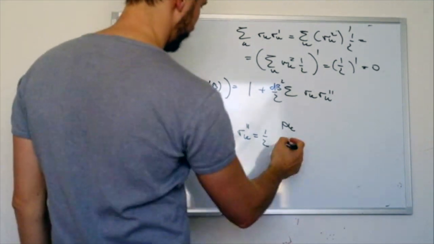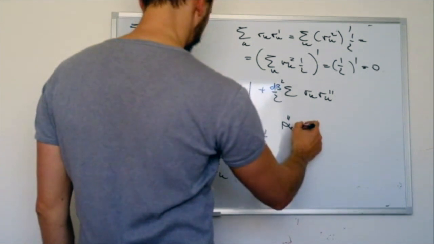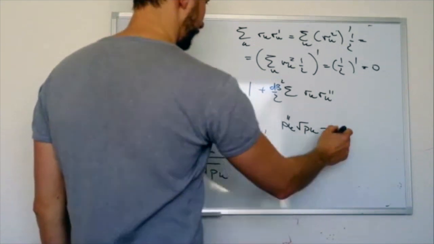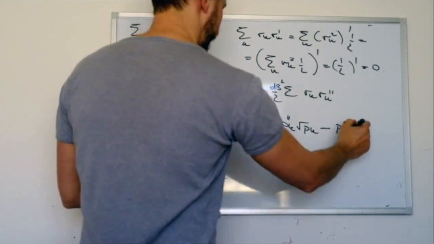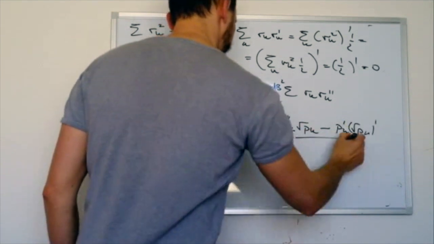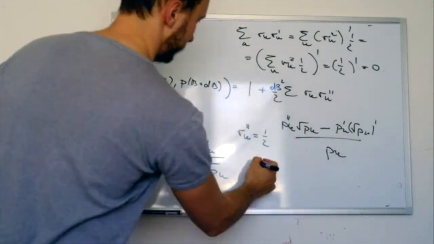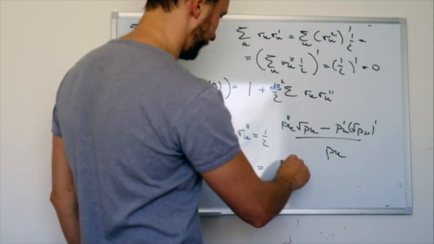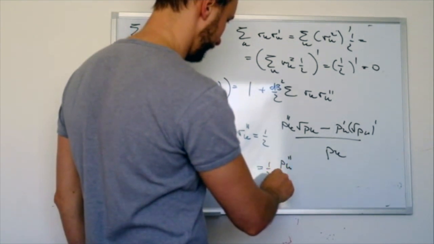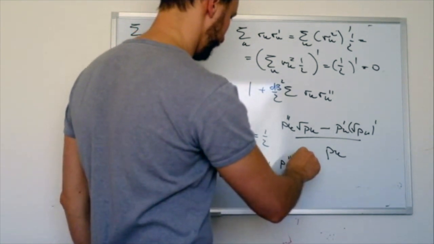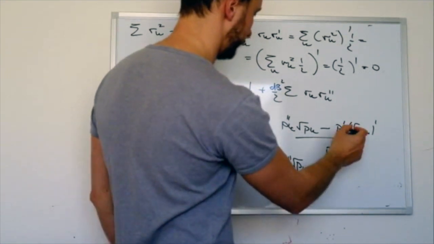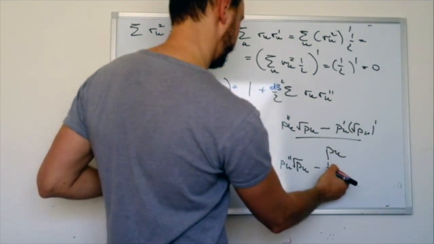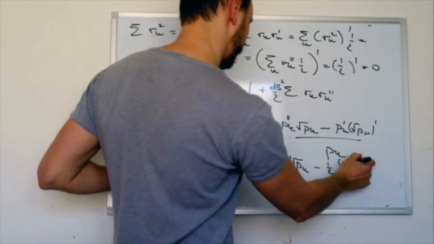The high school formula. So this is pk double prime times the square root of pk, minus pk prime times the derivative of the square root of pk, divided by pk. Finally, I have to differentiate this term here. So this is pk double prime times 1/2 over the square root of pk, minus, again, the derivative here is 1/2 pk prime squared.